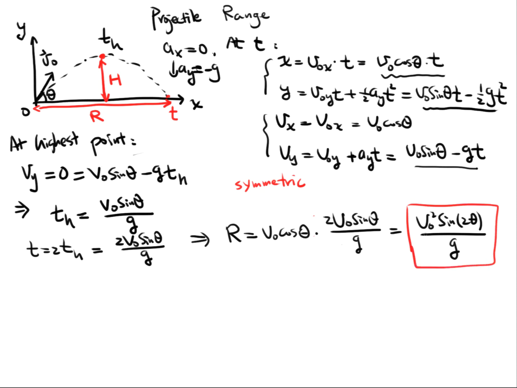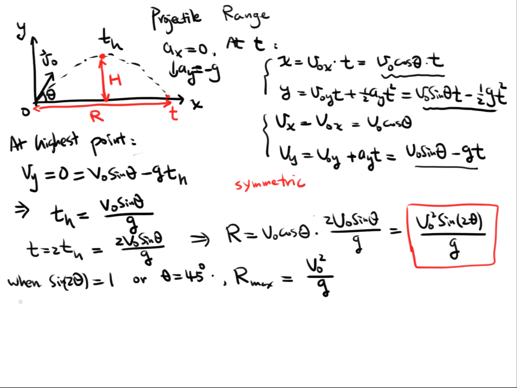Now let's look at this expression and think about the maximum horizontal distance or maximum range this projectile can reach. It happens when sine 2 theta equals 1, or theta equals 45 degrees. So at this angle, the maximum range is given by v naught squared divided by g. Okay, so that's the maximum range this projectile can go.